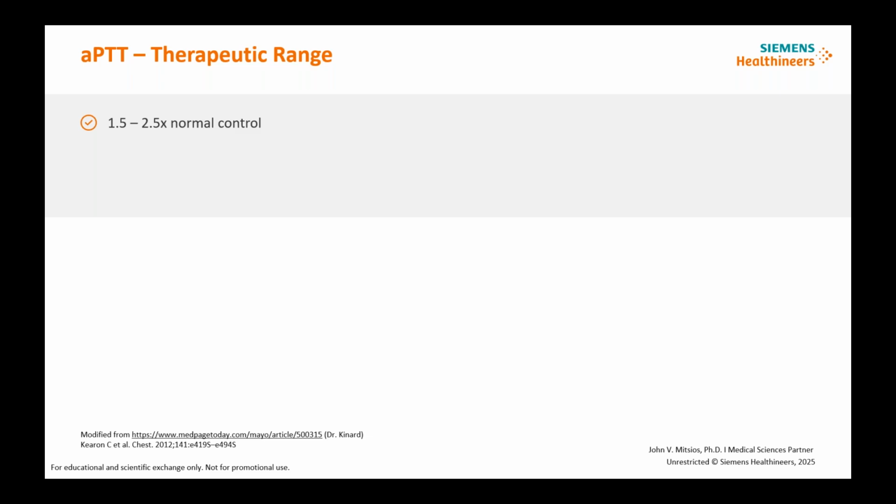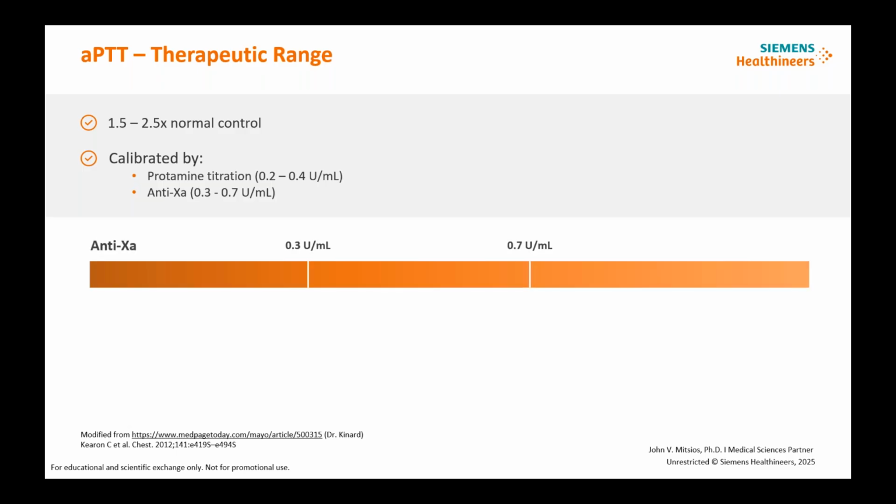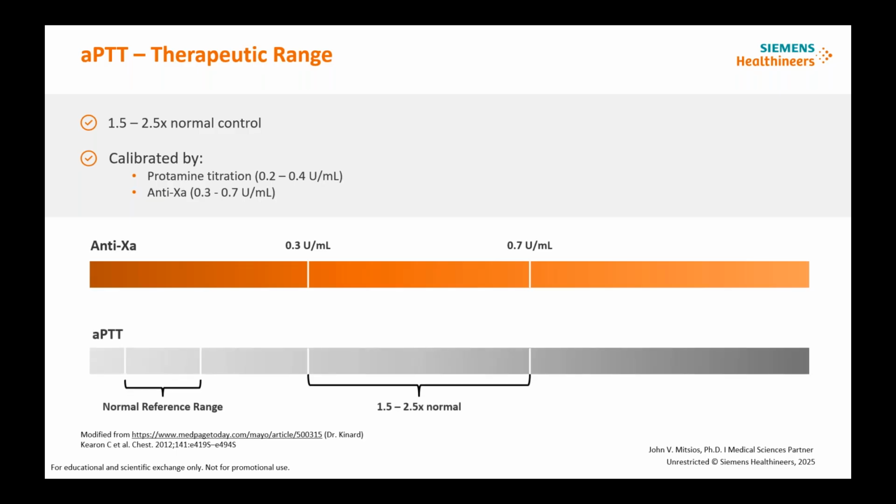we also know that the proper therapeutic range for unfractionated heparin, as calibrated by protamine titration and anti-10A, is around 0.3 to 0.7 when using the anti-10A assay. I like to do a side-by-side comparison, where here I have my anti-10A with the two therapeutic limits, the upper and lower limit. And then I have my APTT assay, where I have my normal reference range, and what would theoretically be the 1.5 to 2.5 times normal.